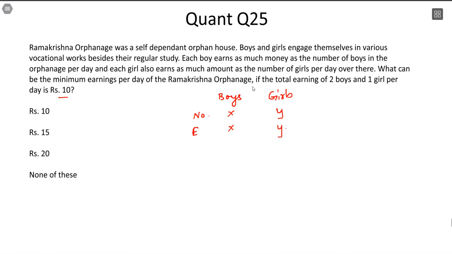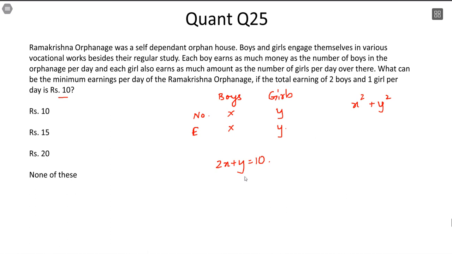So total earnings, finally minimum earnings. So we have to minimize x square plus y square. We are also told earnings of two boys and one girl per day is 10. So 2x plus y is equal to 10. We have been told this.